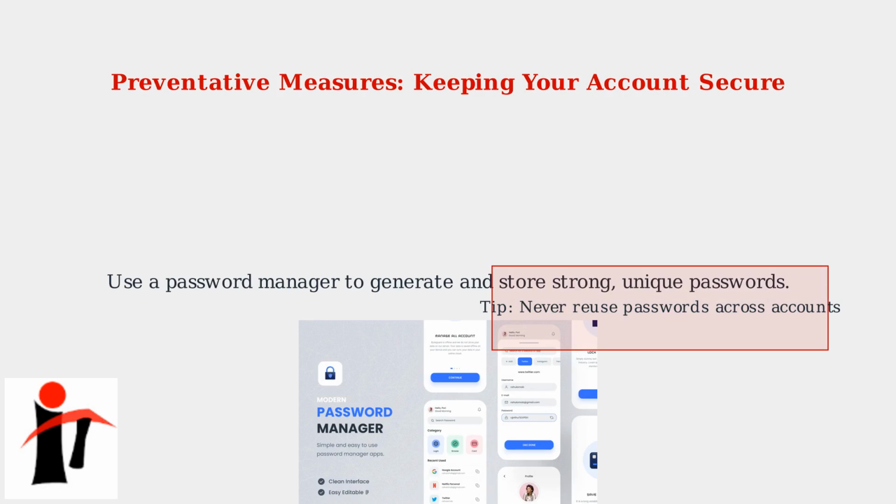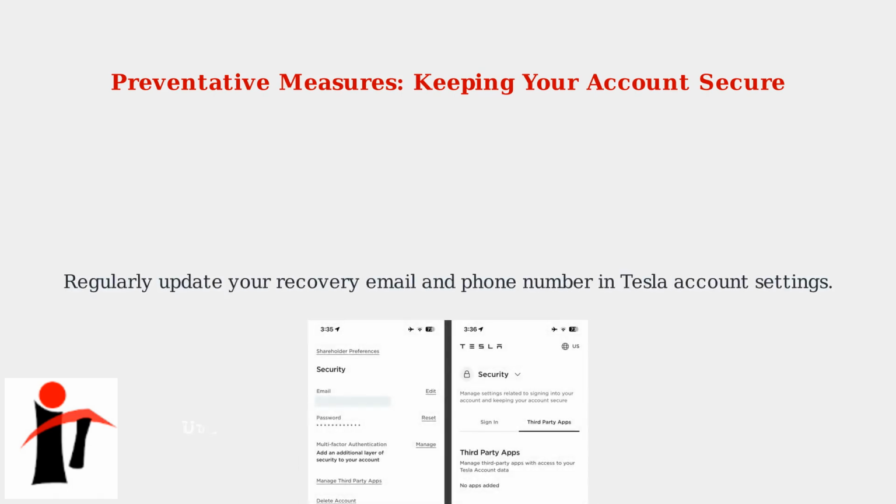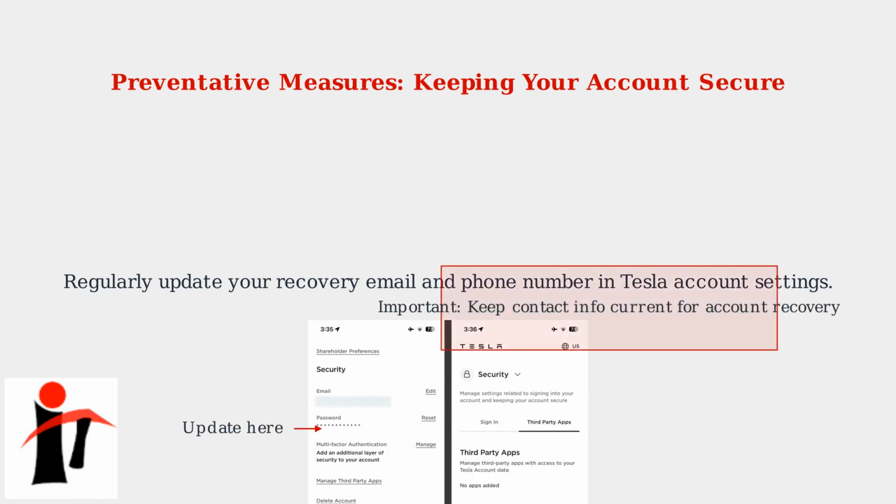Prevention is better than cure when it comes to Tesla app security. Start by using a password manager to generate and store strong, unique passwords for each account. This tool can create complex passwords and keep them secure, reducing the risk of login issues from weak credentials. Next, regularly update your recovery email and phone number in your Tesla account settings. This ensures you can always access your account if you forget your password or need to verify your identity during security checks. Check these settings at least once every few months.